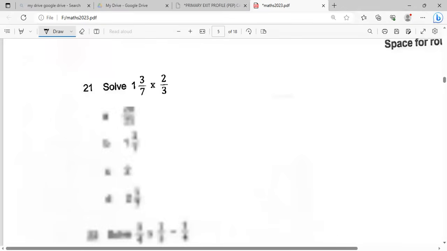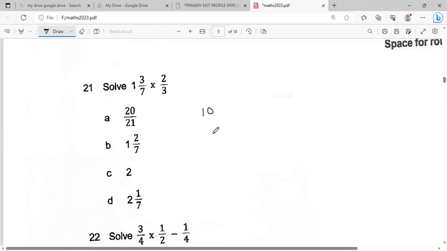All right. Number 21, 1 and 3 sevenths. So 1 times 7 is 7 and 3 is 10 over 7 times 2 thirds. So we're going to say numerator by numerator, right? So 10 times 2 gives us 20, and 7 times 3 is 21. So our answer for this would be A. All right, let's move on to 22.